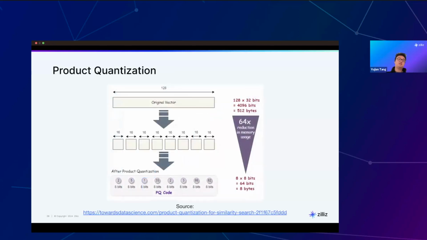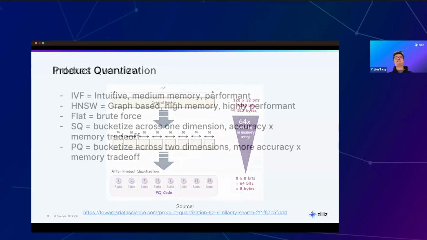Product quantization is scalar quantization across 2 dimensions. So not just across the values within a vector, but also the values within a block of vectors. Product quantization is able to compress much further, but it is not quite as accurate.